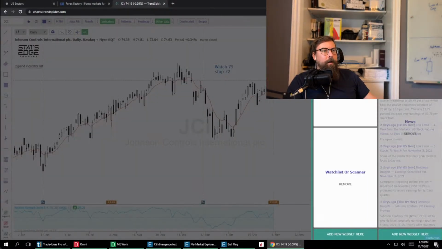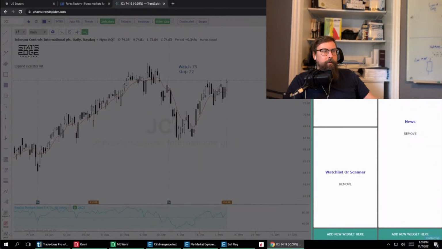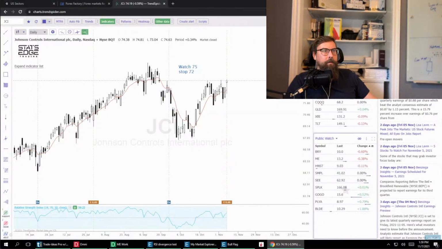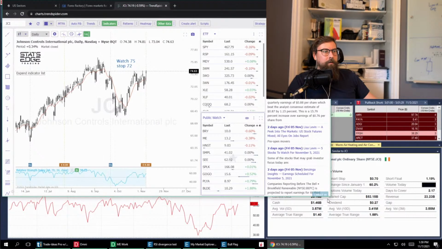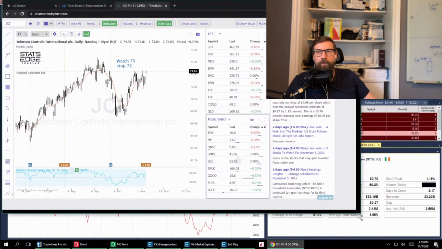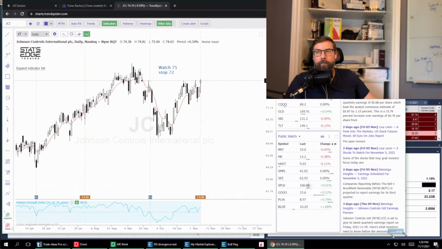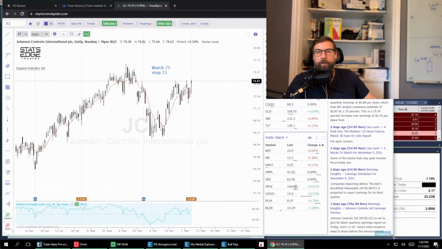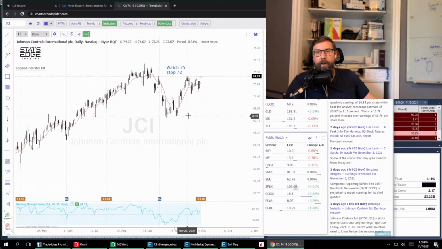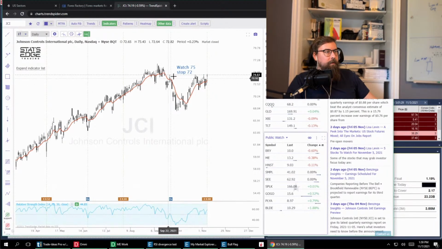Let's just go wide. Does that help? A little bit. And then let's just, so I don't have to change the camera every time, we'll do that. There we go. So yeah, that's kind of what I'm looking at for JCI. This 75 area is big, and then 72 is right down here. So let's just draw that up.